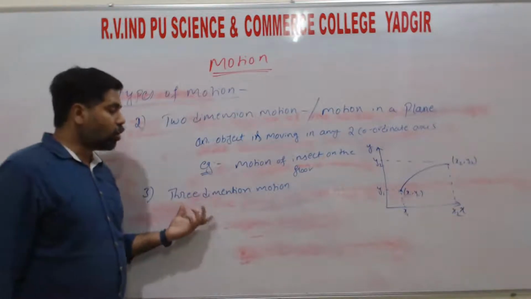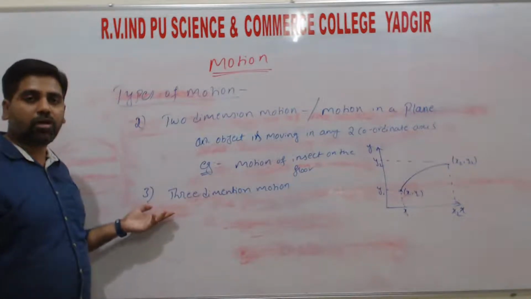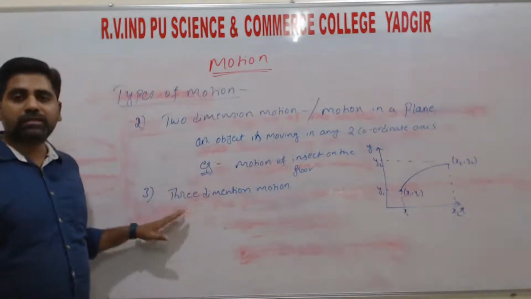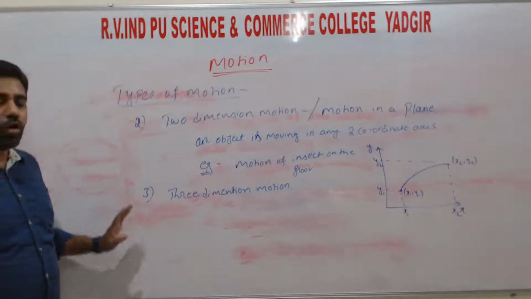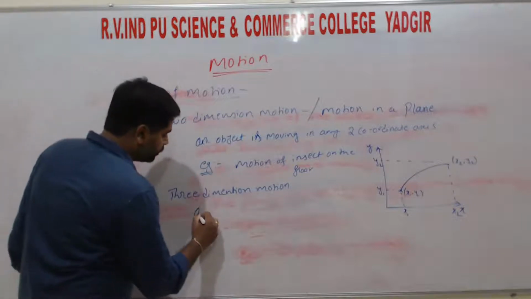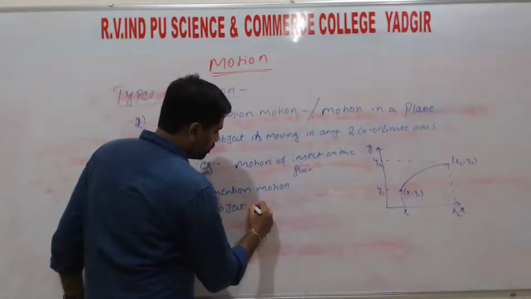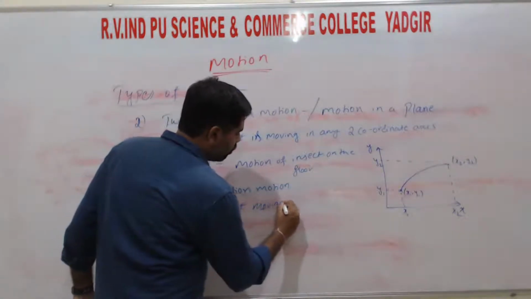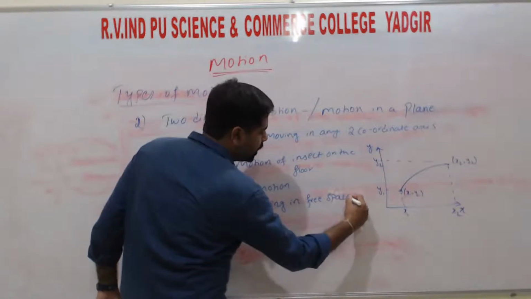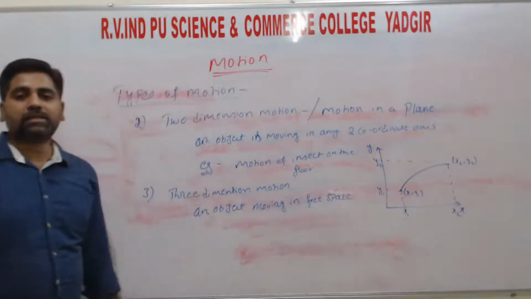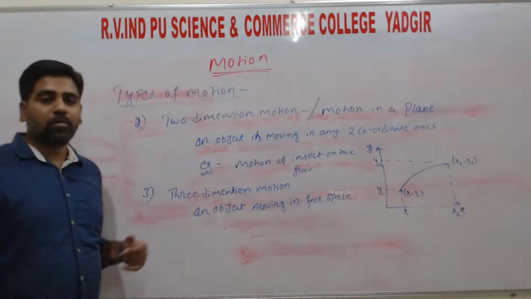That is an object which is moving in free space. So that type of motion we call three-dimensional motion. That is, it uses the three coordinate axes, right? So an object moving in free space, or it uses a three coordinate system, right? So that type of motion we call three-dimensional motion, right?